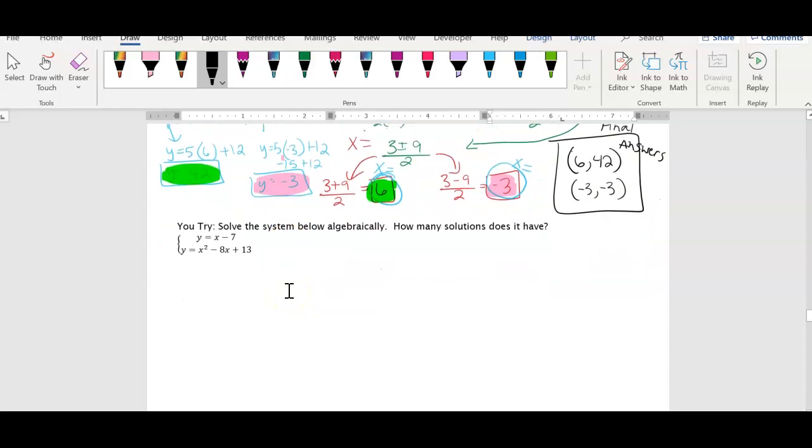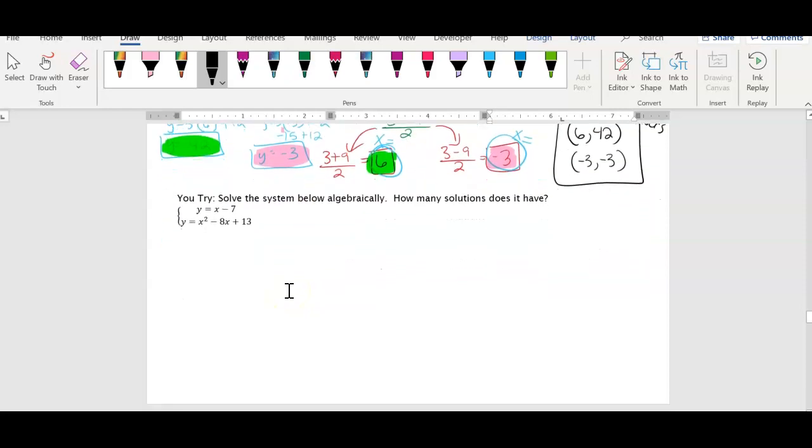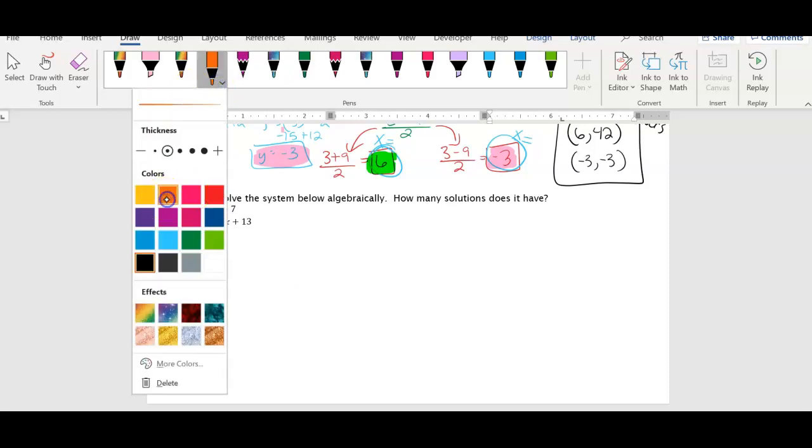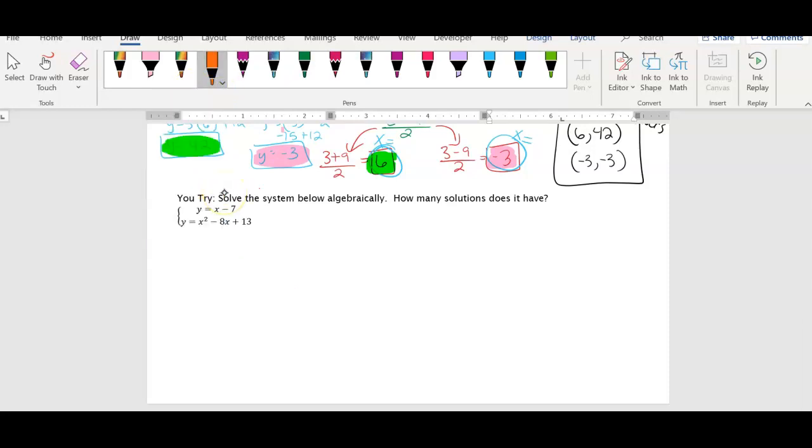Okay, so we're going to try one again. So we'll go through the steps. We're going to take our two things and we're going to set them equal to each other first.